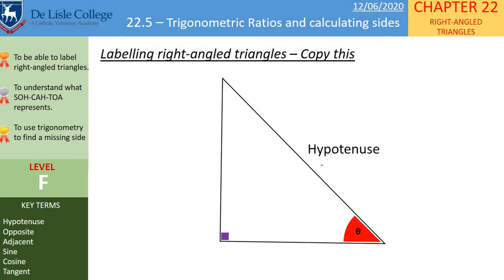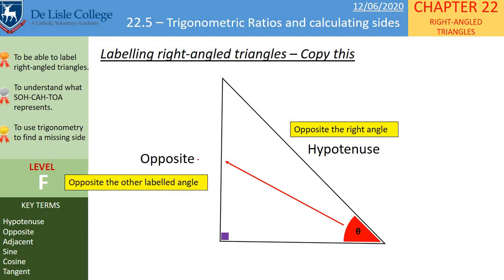So we should know that's the hypotenuse because we know from Pythagoras the hypotenuse is opposite the right angle. That is the same, it doesn't change. So opposite the right angle. Then we've got this side here that's opposite the other labelled angle. You see here there's no label there. Okay, there is a label here. It's highlighted on the diagram, and we call that the opposite. So opposite the other labelled angle.